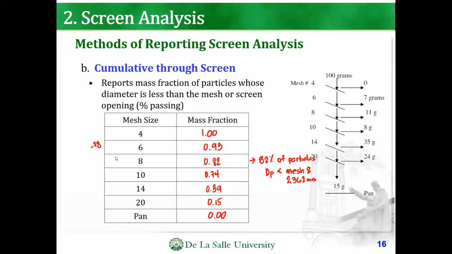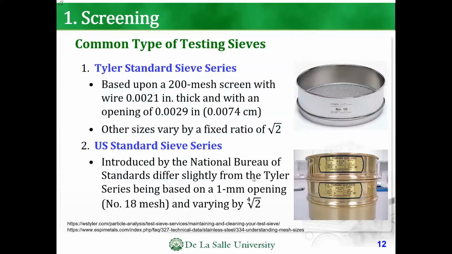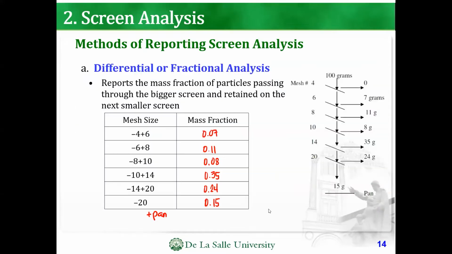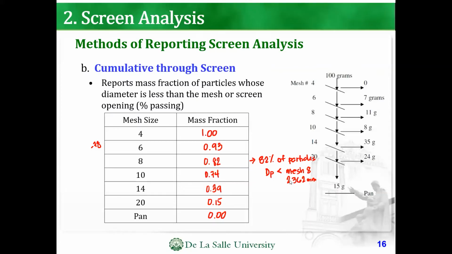So here, when we focus on mesh number 8, we can see that 82% of the particles pass through mesh 8. Looking at this, mesh 8 has an opening of 2.362 millimeters, meaning 82% of the particles have diameters less than 2.362 millimeters.